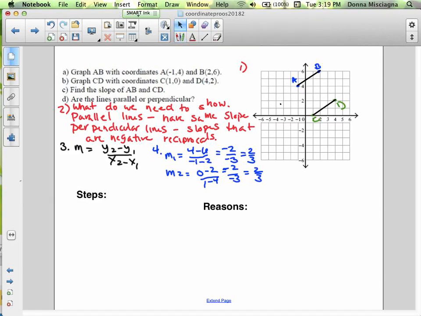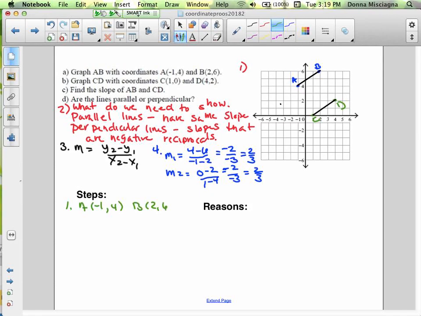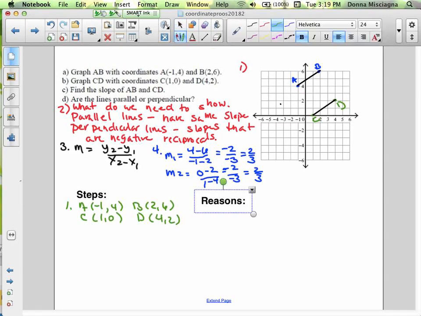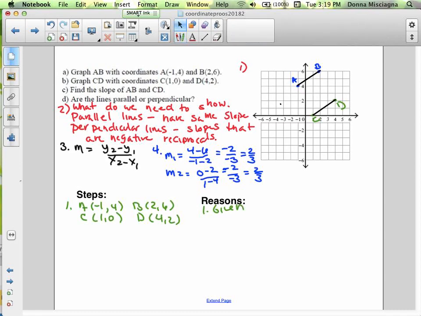So now that's all we need to write our proof. We start, of course, with the information that we're given. Otherwise, we wouldn't be able to do anything. We're given that A is negative 1, 4, and B is 2, 6. We're also given C is 1, 0, and D is 4, 2. So that is given. Step number 2.